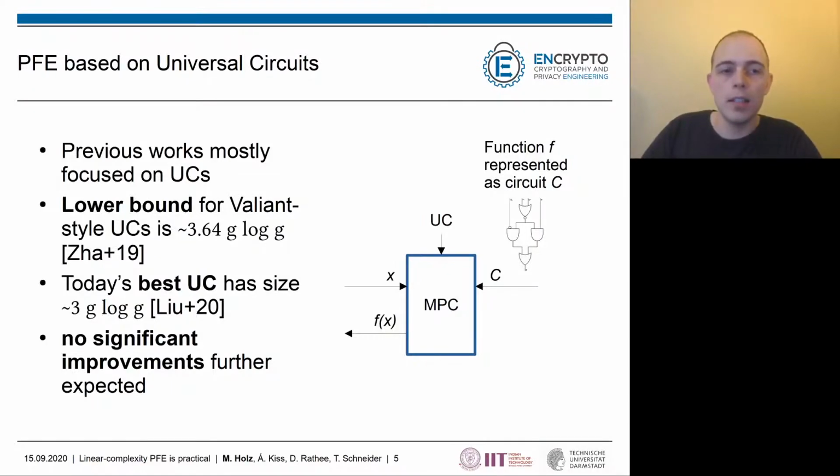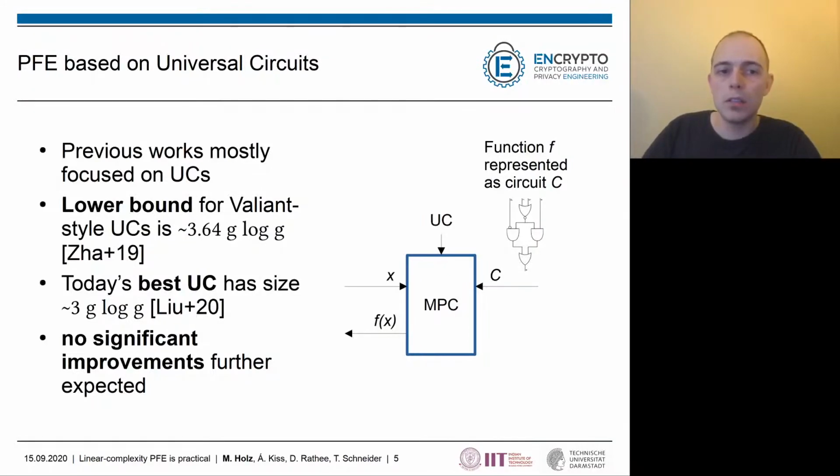And this is a proven lower bound, and we can't get any better using these Valiant-style universal circuit constructions. Today's best known universal circuit has size 3 times G log G. This uses a slightly different universal circuit construction, which was proposed recently by Liu et al.